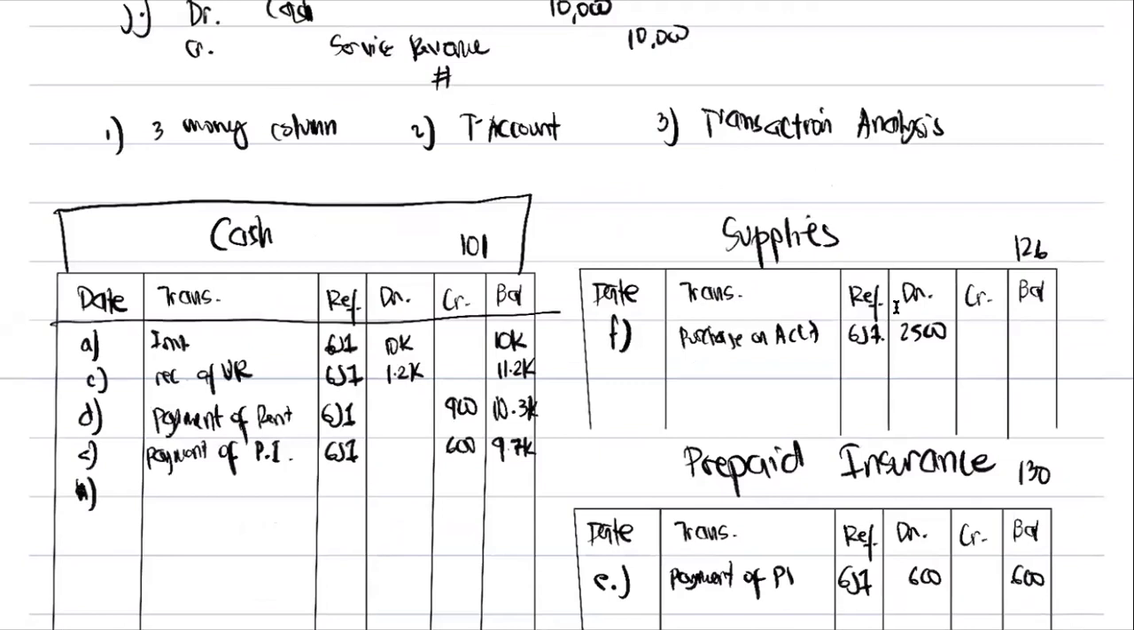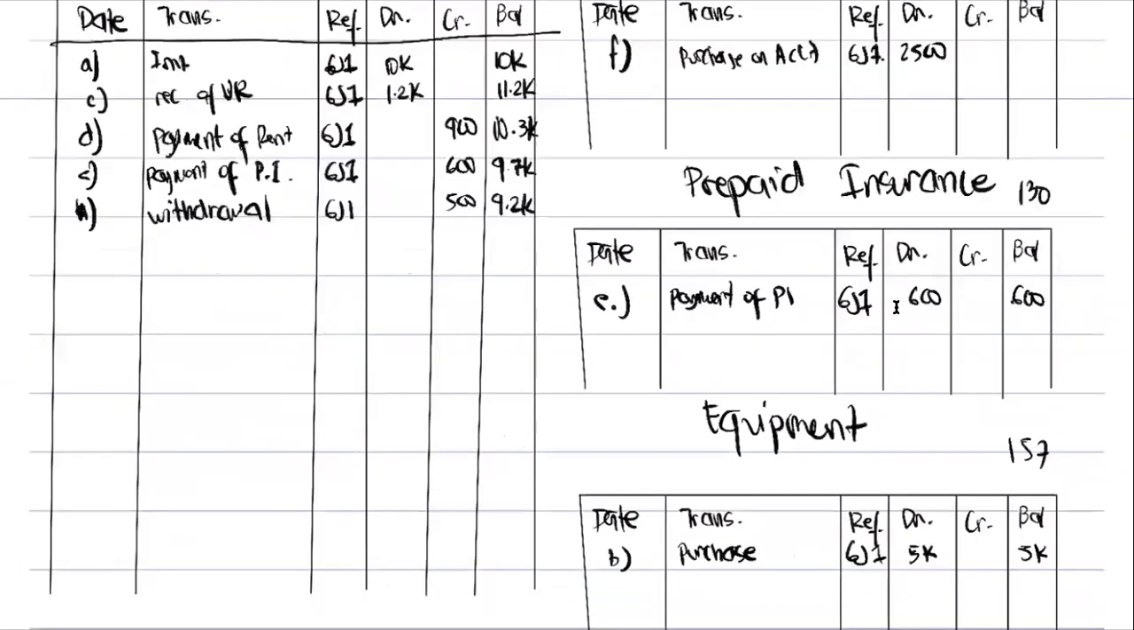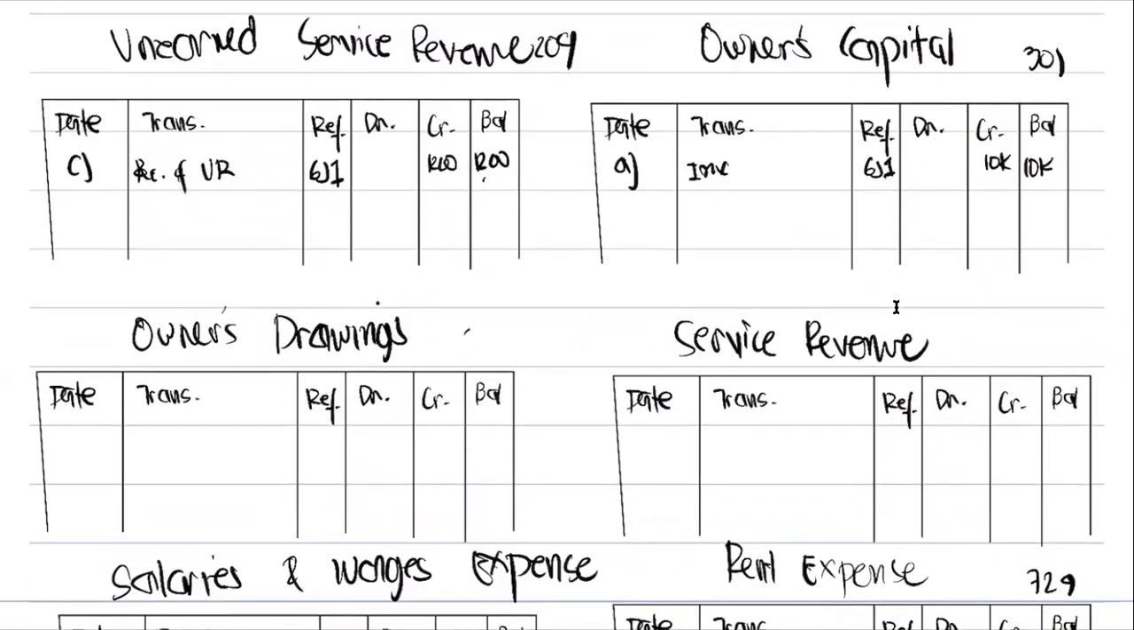So this is letter H, withdrawal of the owner, GJ1, 500. So we have here 9,200. And then we have your owner's drawings, 306. So under your owner's drawing, again, we have your withdrawal, GJ1. I know it's only 500 pala. So this is only 500. Okay. So that is letter H.